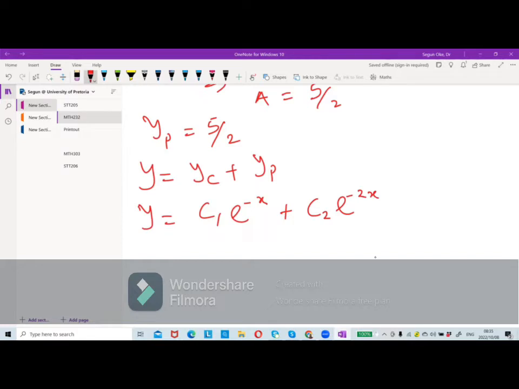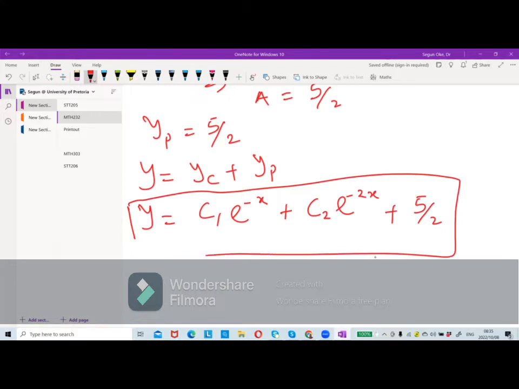Thank you. Then what is our yp? 5 over 2. That's all. That is the solution they ask you to find. When you are given in an exam, find the general solution, this is the general solution they say you should find.